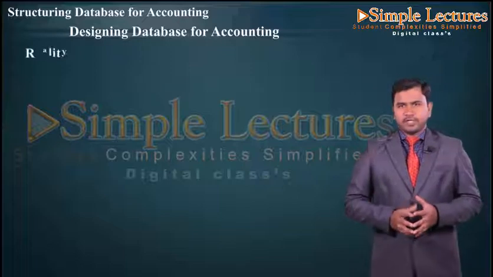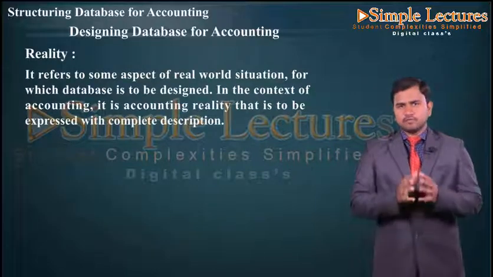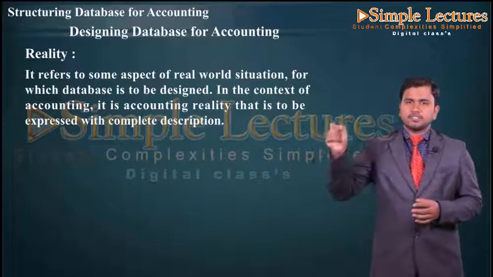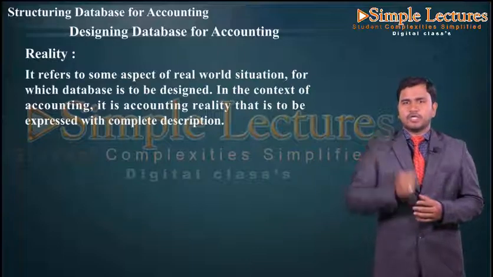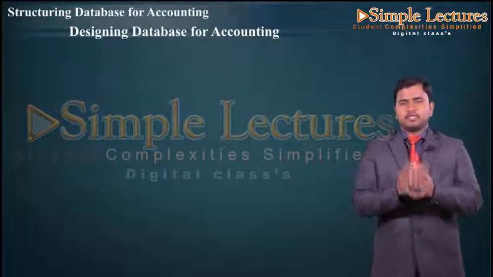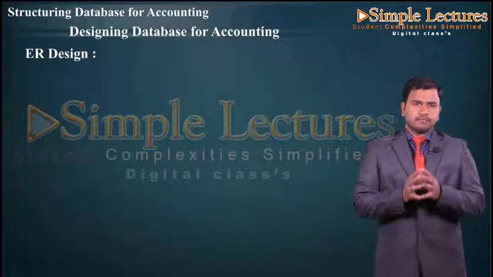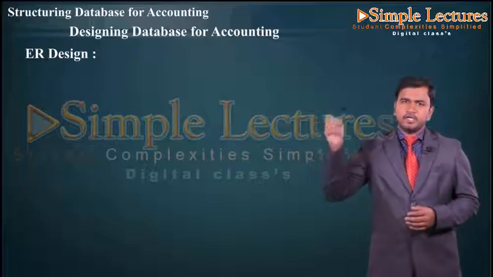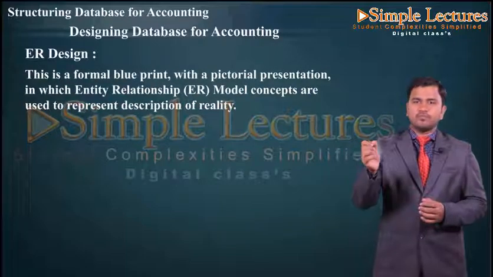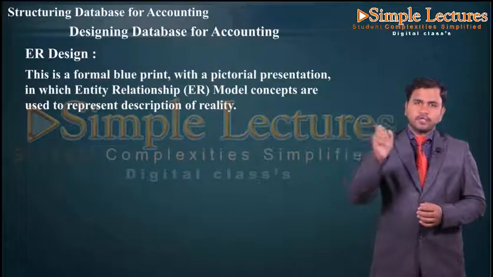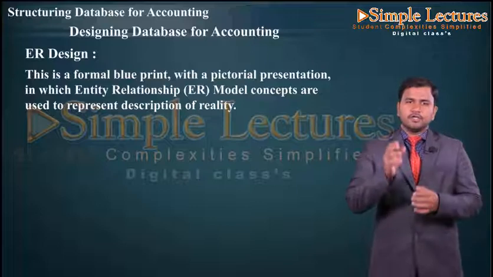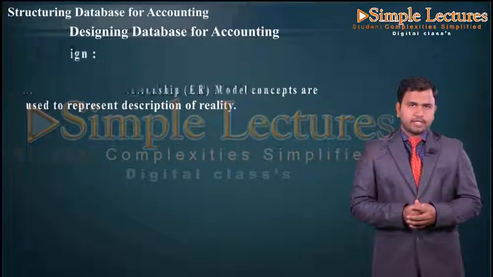Then we have reality. It refers to some aspect of a real world situation from which the database is to be designed. In the context of accounting, it is the accounting reality that is to be expressed with complete description. Next we have ER design, where ER stands for entity relationship. The entity relationship design is a formal blueprint with a pictorial presentation in which entity relationship model concepts are used to represent the description of reality.